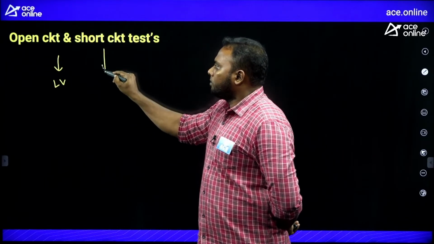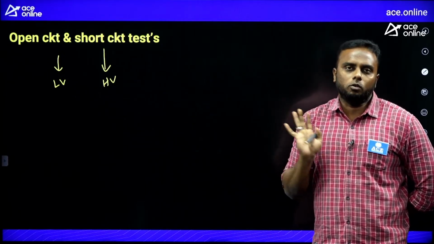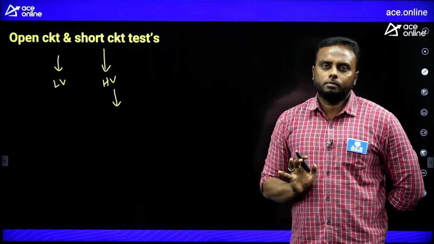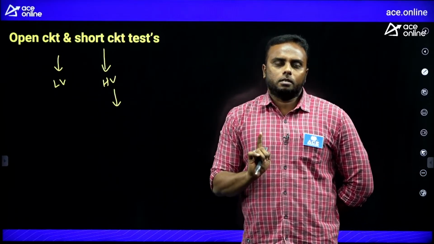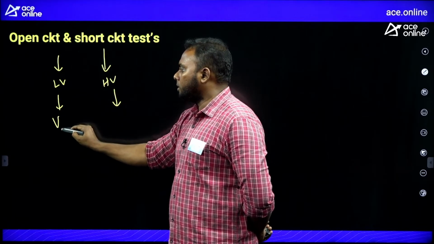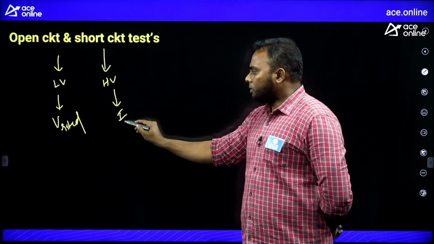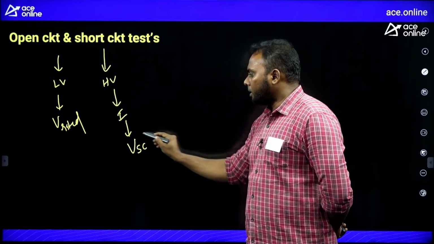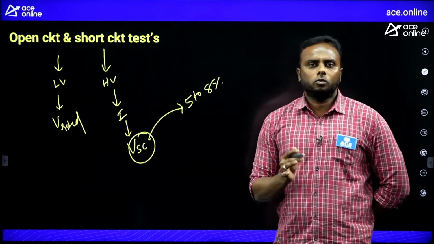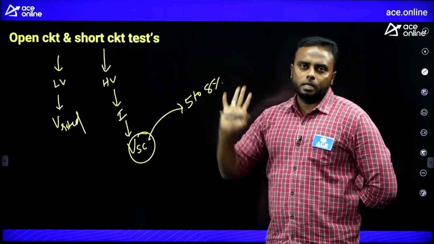And the short circuit test we do on the HV side, with the LV winding shorted. In the short circuit test, what is important is how much voltage we need to apply. The short circuit test we do at rated current but not rated voltage. The OC test we do at rated voltage and rated frequency, but the short circuit test at rated current only. That's why a small voltage is what we need to apply. What is the percentage of that small voltage? 5 to 8% of the voltage, so no need to apply rated voltage here, approximately 5 to 10%. When you apply in this range, you will get rated current.